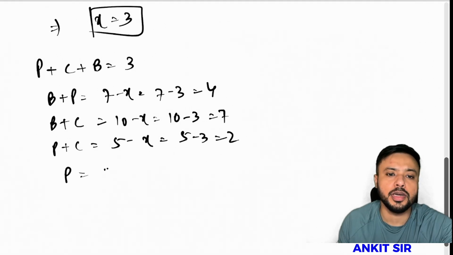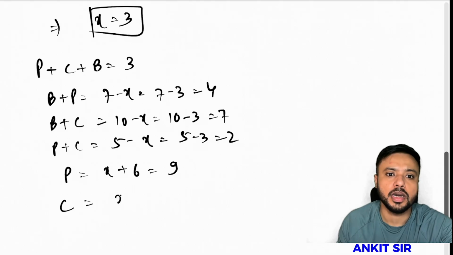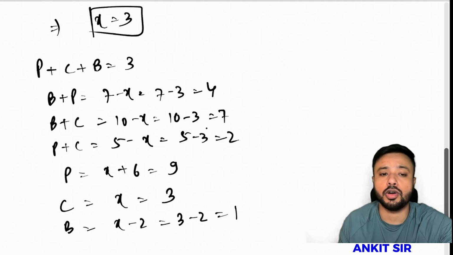And the physics only would be x plus 6, which is equal to 3 plus 6, which is 9. Chem would be x, which is equal to 3. And bio would be x minus 2, which is equal to 3 minus 2, which is equal to 1. So these are the exact number of students. Now I have figured it out.